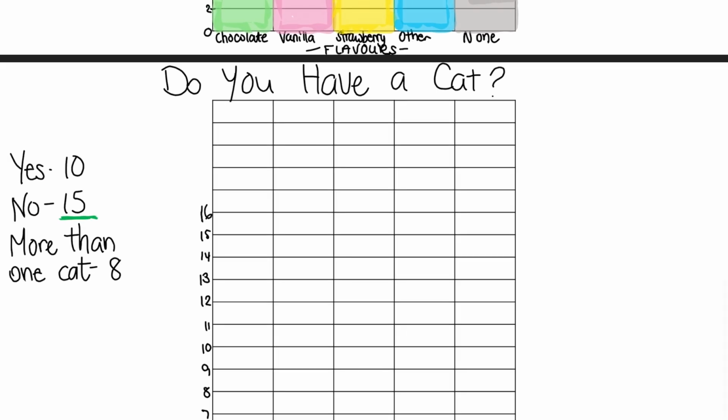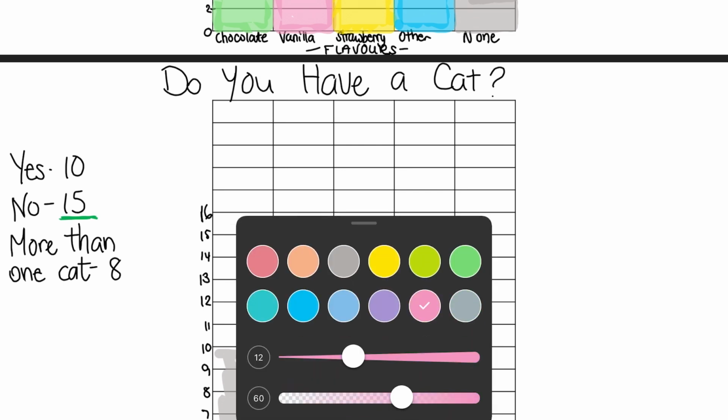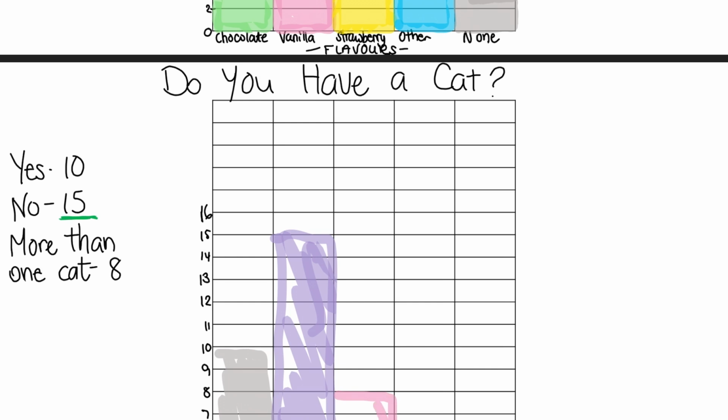For the sake of finishing this video relatively quickly, I won't keep going. So I'm going to do some very messy coloring again, which you don't need to do in real life, but we're going to do it here. So this is our yes column. This is our no column. Terrible messy coloring, okay? Don't copy me. Do as I say, not as I do. And then more than one cat, 8.